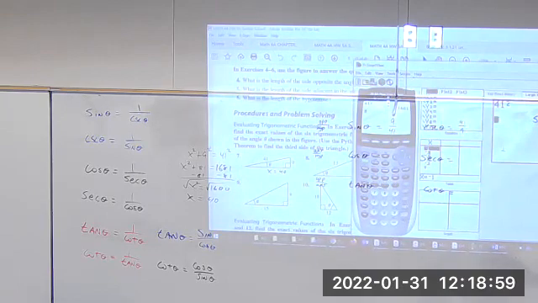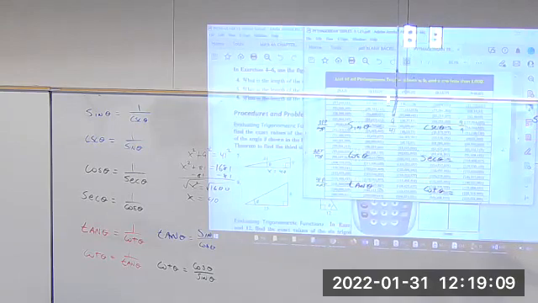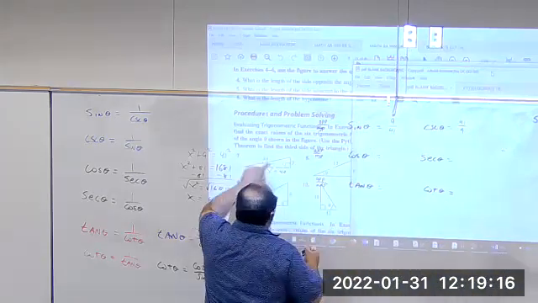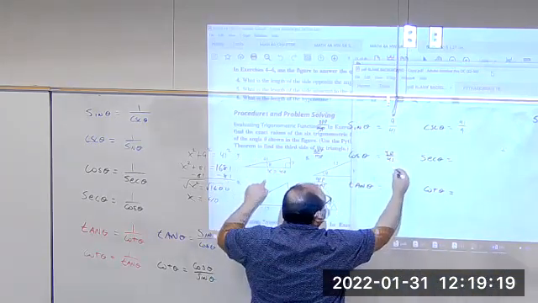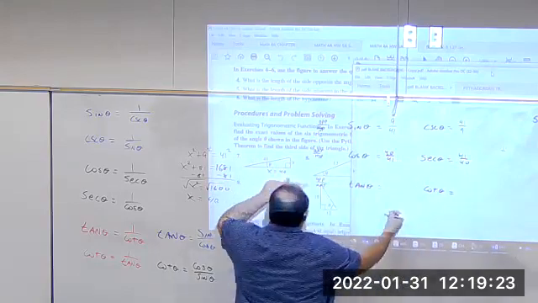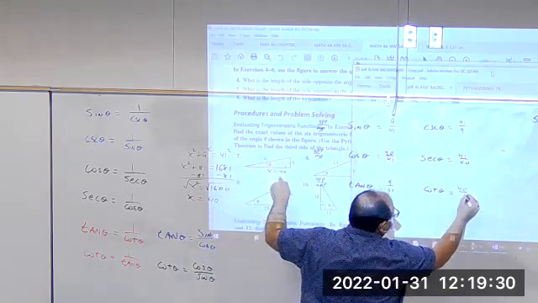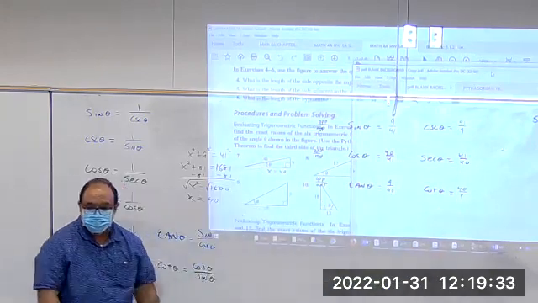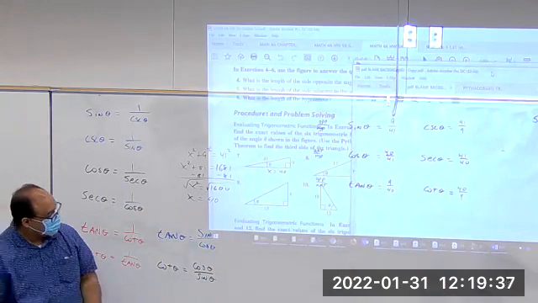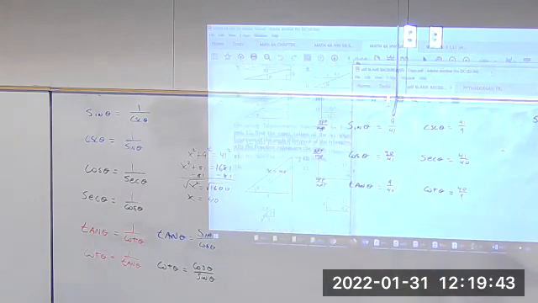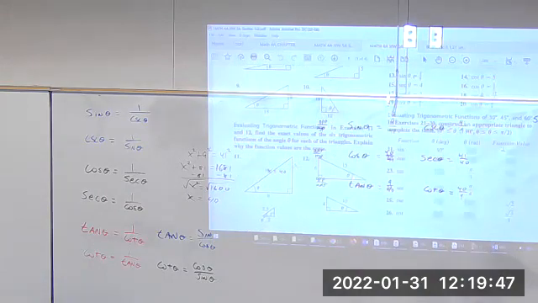Now, (40 over 41), 41 over 40, opposite over adjacent, so 9 over 40 and 40 over 9. Okay. And same thing with 11.